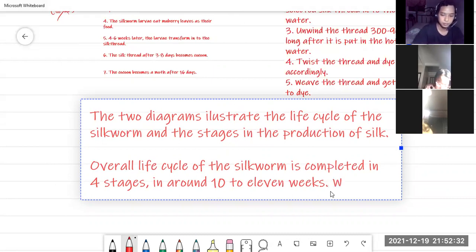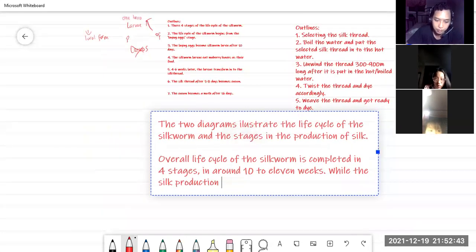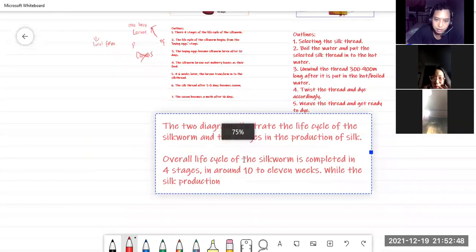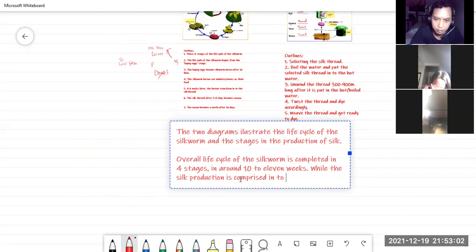While the silk production, okay, how many stages for the silk production? Five stages, comprised into six? How many? Five, yeah? Five. Yeah, into five stages. Okay, very good. Can you read it?